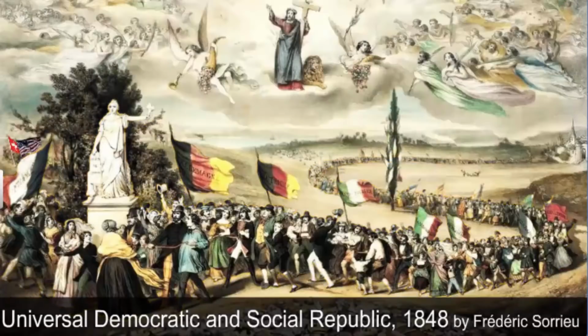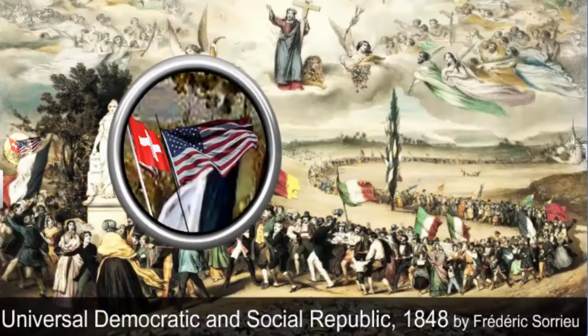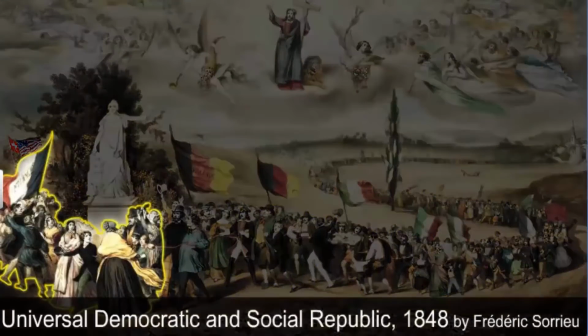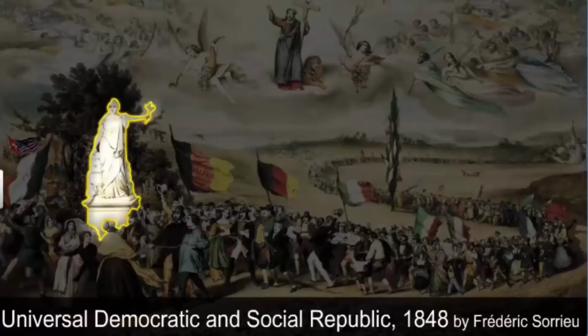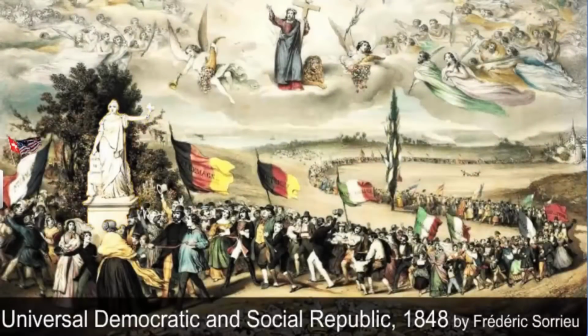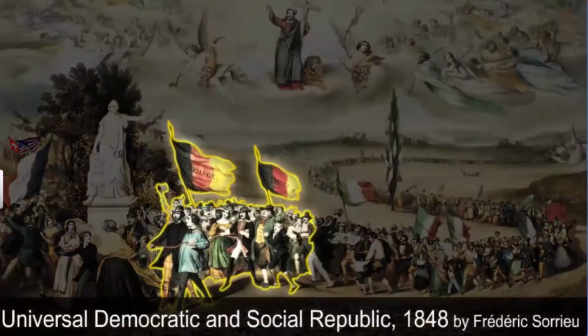The countries leading the procession are the United States and Switzerland. They are followed by the French people, carrying the revolutionary tricolour. France has just reached the Statue of Liberty. By this time, the revolution had taken place in France. France is followed by the German people with their flag.